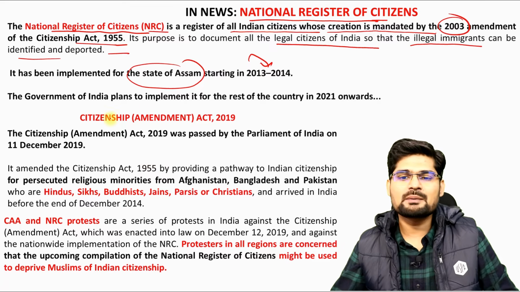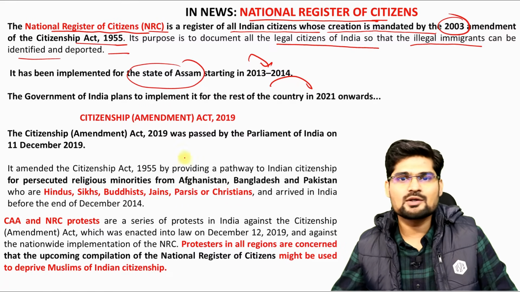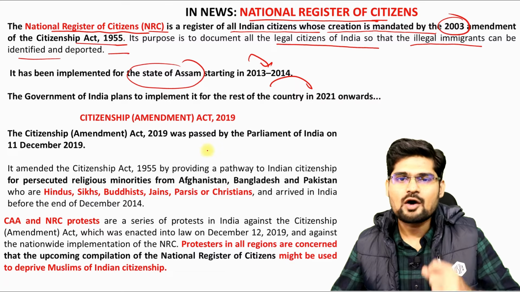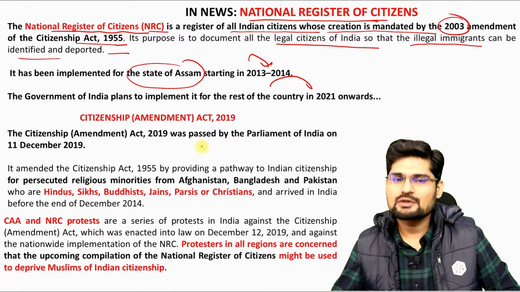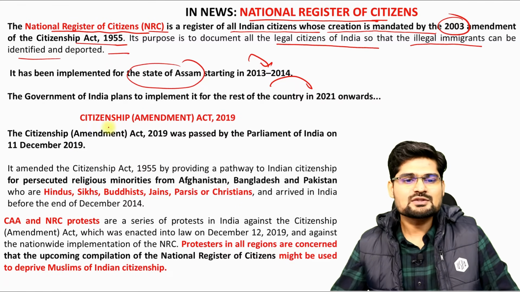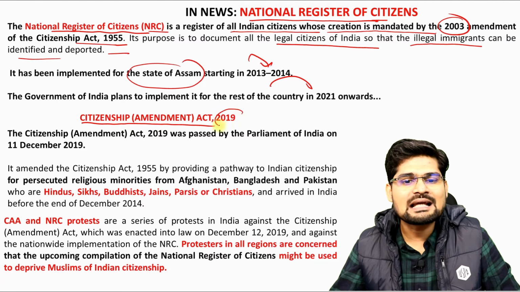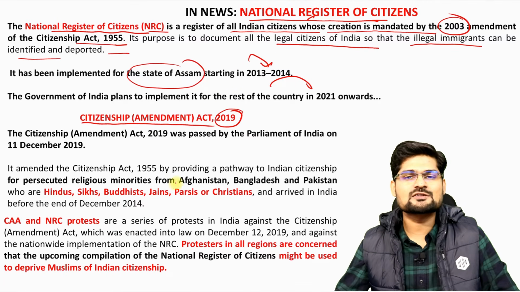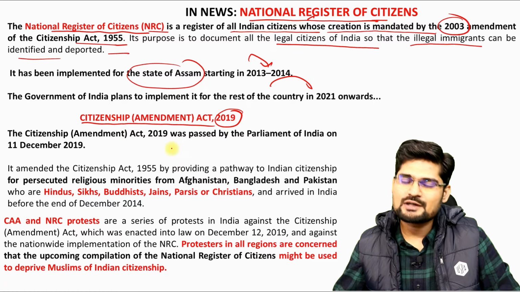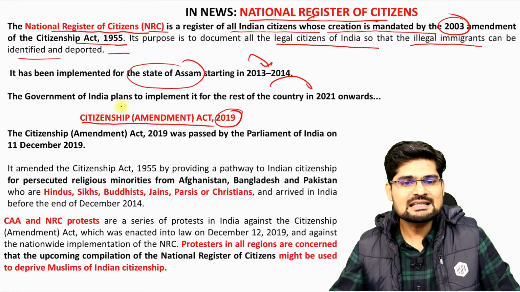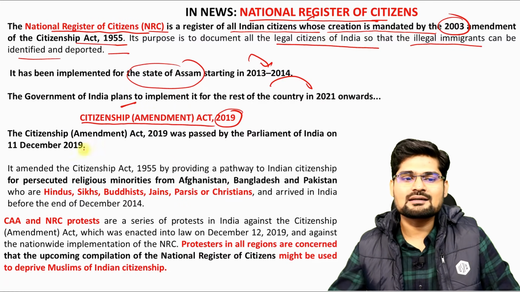The government of India planned to implement it in the rest of the country by 2021, but it is still under observation and still under protest in different parts of the country. So the Citizenship Amendment Act 2019 alongside NRC was also part of the several protests that you may have seen in the news. So we say CAA or NRC together.